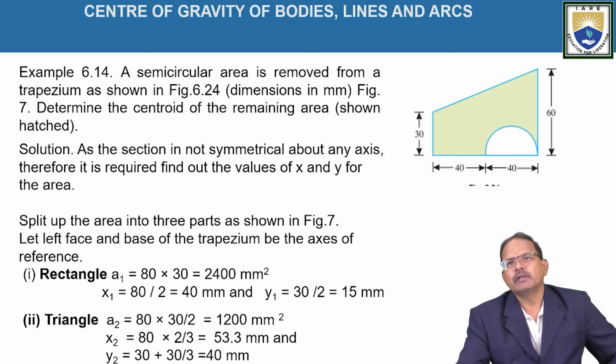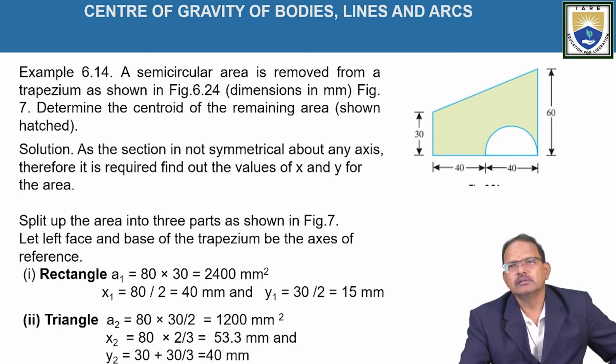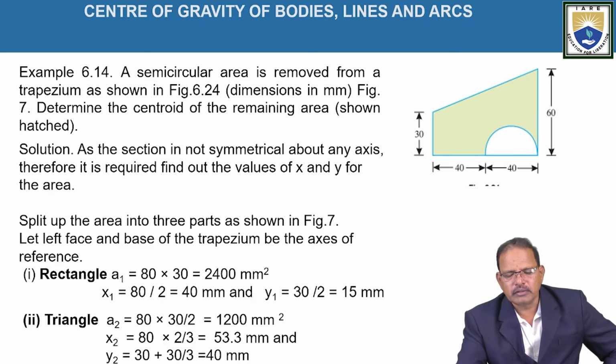Now one more problem I am taking now. A semicircular area is removed from the trapezium as shown in the figure. All the dimensions are given in millimeters. Determine the center of the remaining area now.